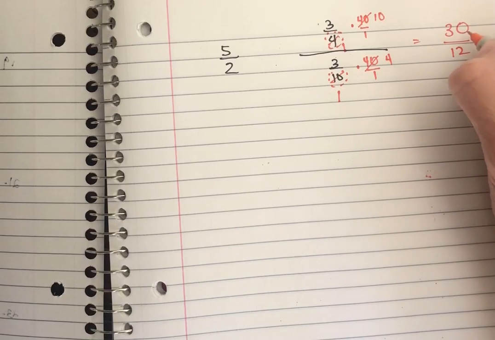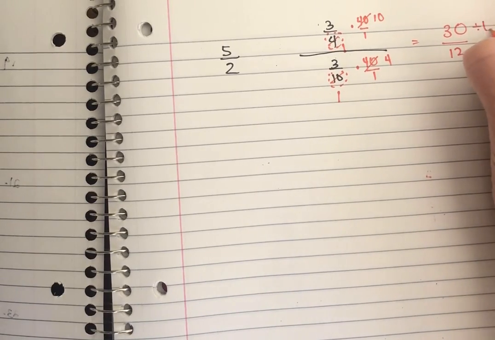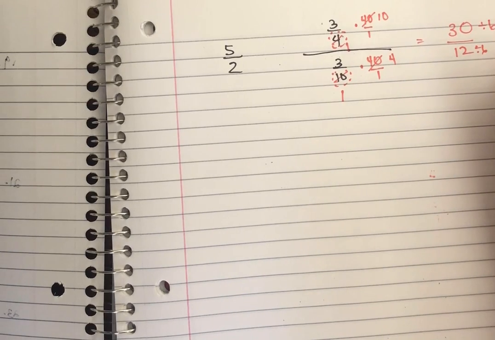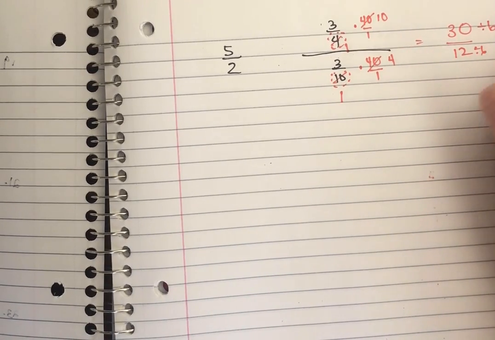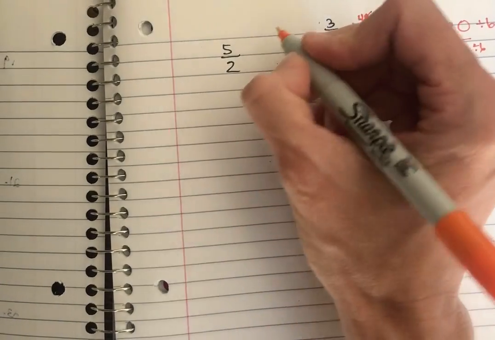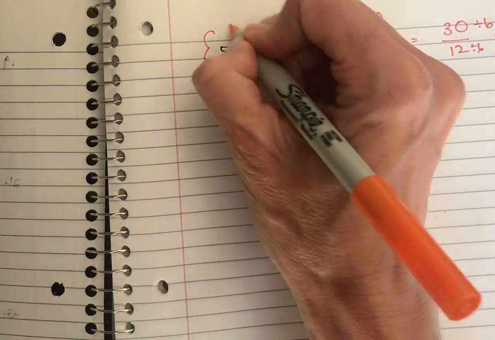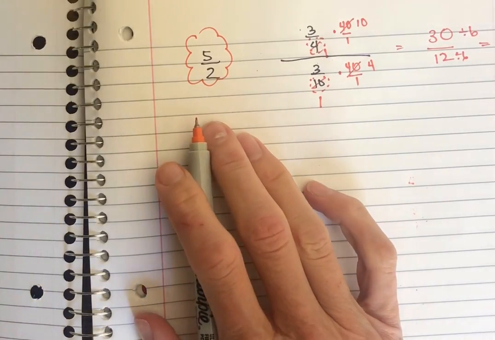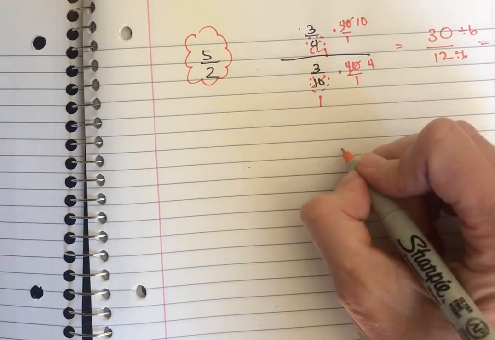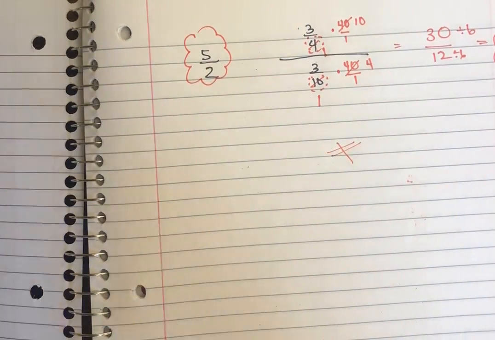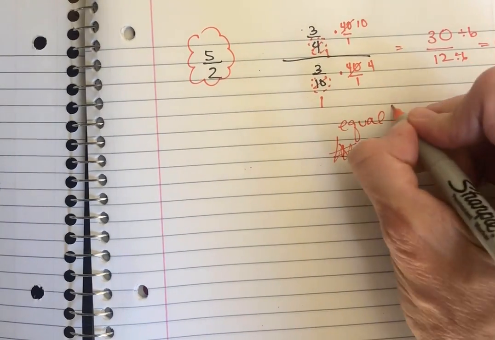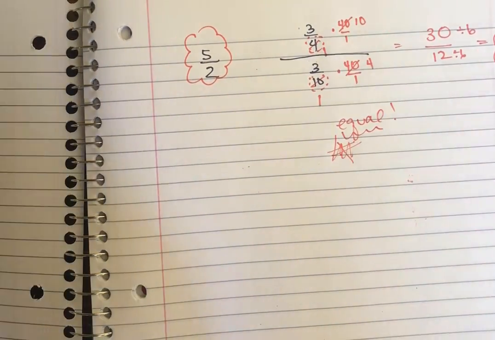Now we can reduce 30 and 12 by 6. 30 divided by 6 is 5. 12 divided by 6 is 2. So our final fraction here is 5 to 2. If we compare it to that first ratio that we already worked on, that was 5 to 2, which makes those equal. Okay, I think I should stop for today.